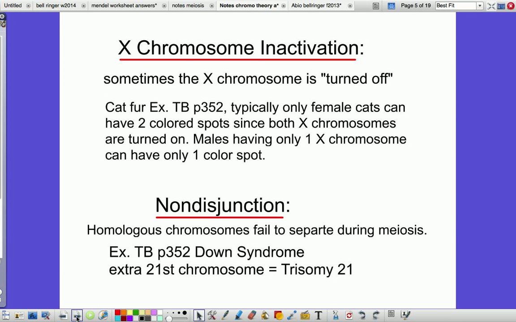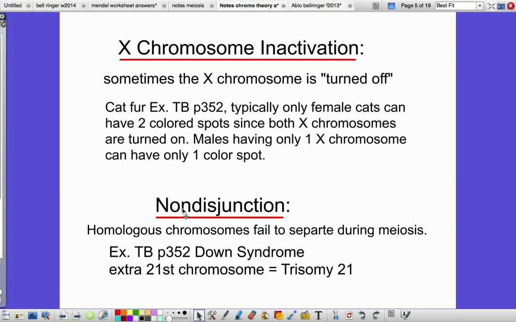A couple other things that you need to know of. There can be X chromosome inactivation, meaning the X chromosome is turned off. And this is kind of a cool little tidbit. In your textbook on page 352, it talks about this whole inactivation of chromosome thing, and how if you see house cats that have two colored spots, you can automatically assume that they're female, because each of those colored spots is represented on each one of those X chromosomes. Males, because they only have one X chromosome, can only have one color of spots, typically.